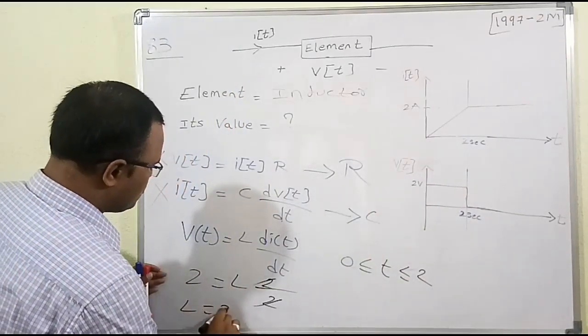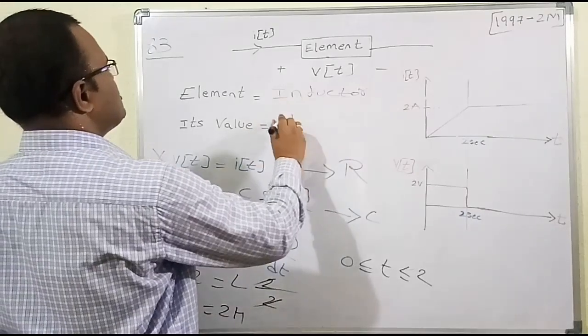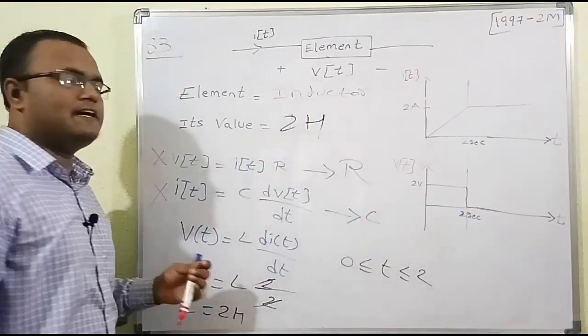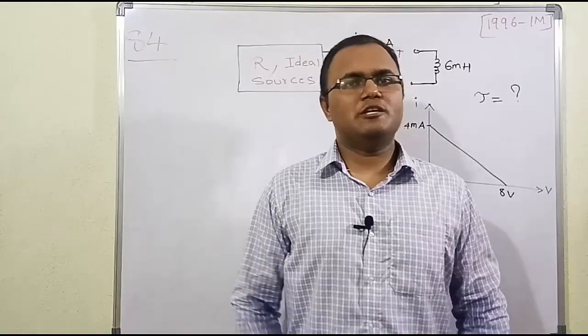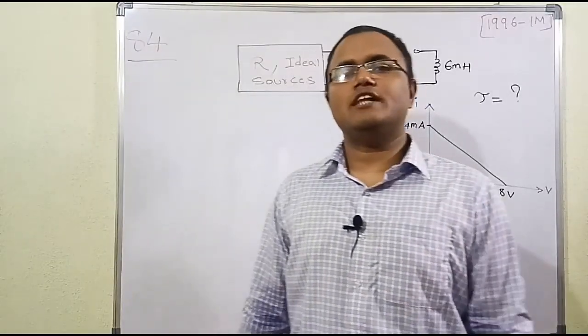So therefore L is equal to 2 Henry. So its value is 2 Henry. So we figure out the element is an inductor, and what is the inductor's value? 2 Henry. So after solving the previous problem, now let's move forward to solve another numerical.